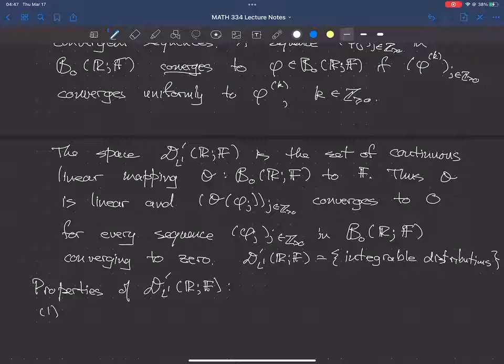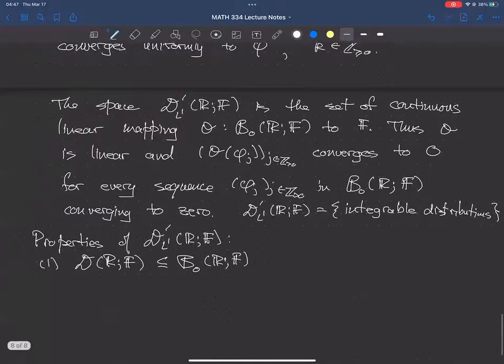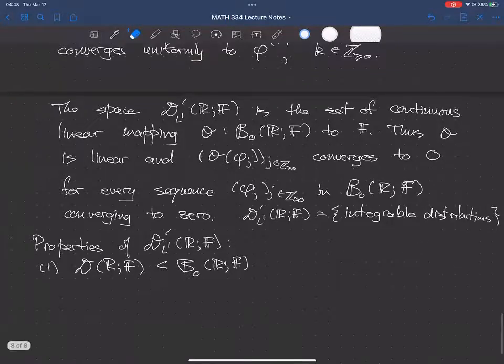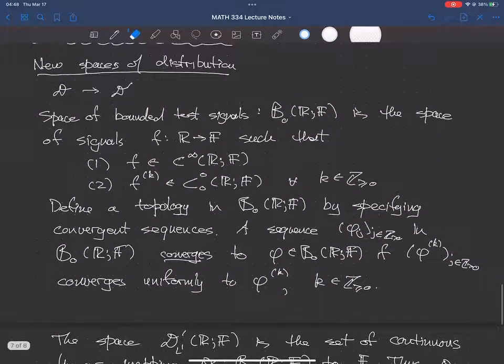Okay. So first of all, D, of course, is contained in B0. And the inclusion is strict. You certainly expect it to be. The condition for membership in B0 is a lot weaker than the condition for membership in D. We only require here that our signals and all of their derivatives go to 0 at infinity, whereas in D they had to have compact support.